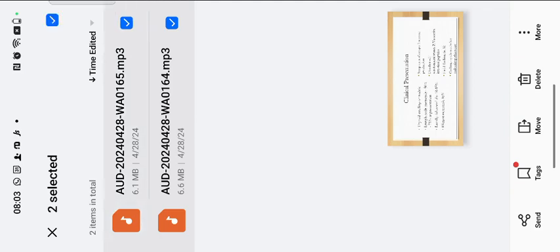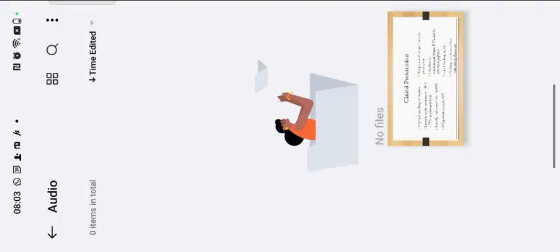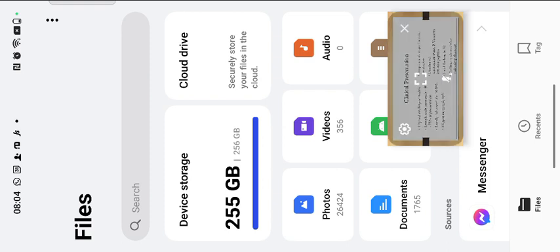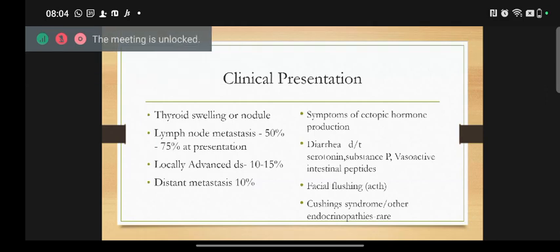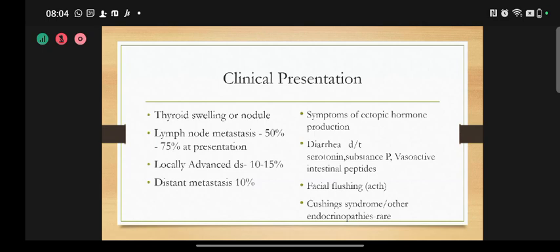So the patient usually can present with a thyroid nodule or a lymph node swelling. In 50 to 75% of the cases, at the time of presentation itself, there is a chance for lymph node metastasis, and around 10 to 15% of patients will be reporting with locally advanced disease with dyspnea, dysphagia, stridor, etc. And in 10% of the patients, there is a chance for distant metastasis at the time of presentation. Other symptoms will be related to ectopic hormone production from the C cells that may cause diarrhea, facial flushing, and Cushing syndrome, and other endocrinopathies.